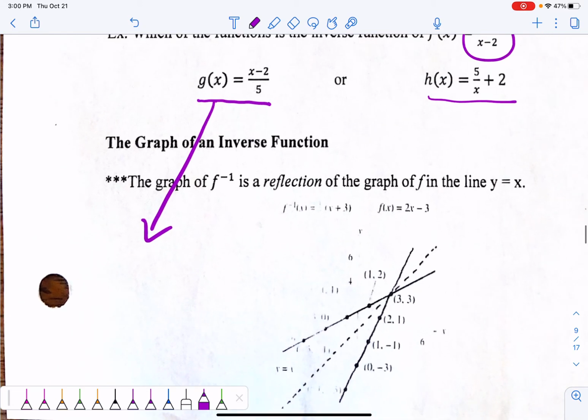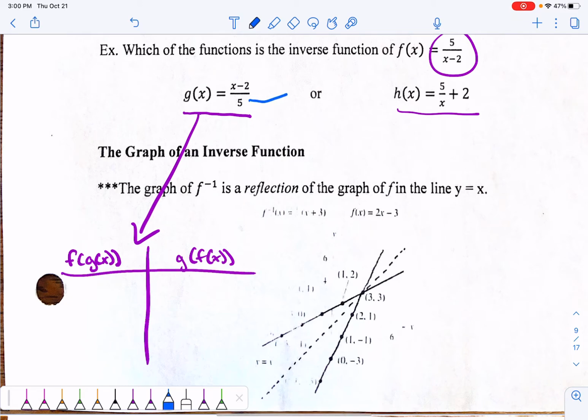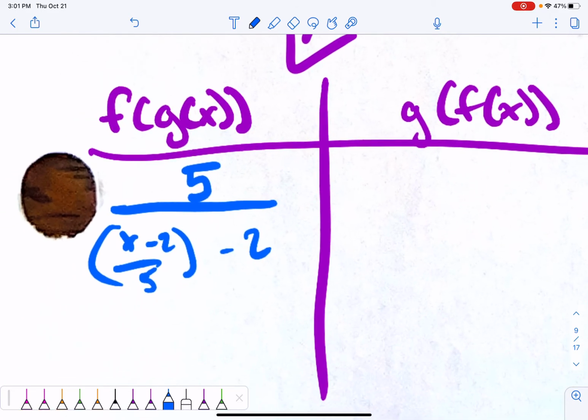So, all right, here we're going to do f composed of g of x, and then we're going to do g composed of f of x, okay? All right, f composed of g of x means we're shoving g into there for x, which is really gross. All right, so starting with f of x, we have 5 over x minus 2, okay? And in its place, we're going to put the g part, which is x minus 2 over 5. And we're going to do that, okay?